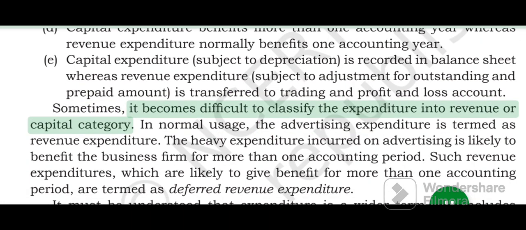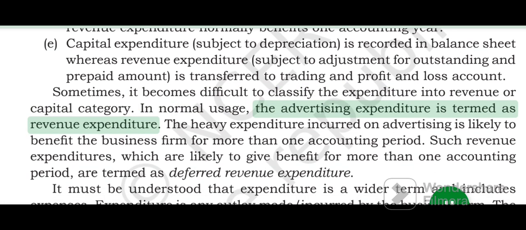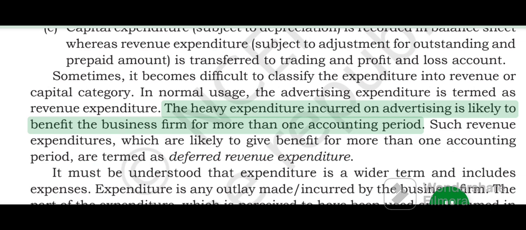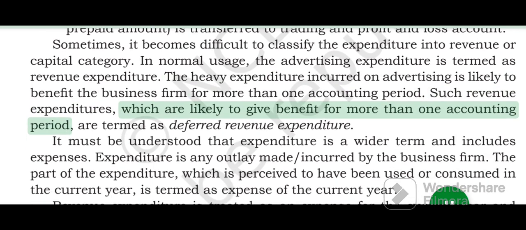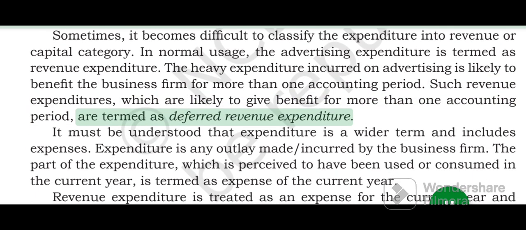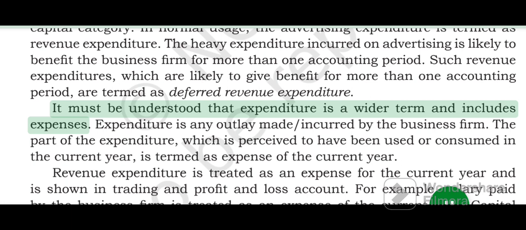Sometimes, it becomes difficult to classify the expenditure into revenue or capital category. In normal usage, the advertising expenditure is termed as revenue expenditure. The heavy expenditure incurred on advertising is likely to benefit the business firm for more than one accounting period. Such revenue expenditures, which are likely to give benefit for more than one accounting period, are termed as deferred revenue expenditure. It must be understood that expenditure is a wider term and includes expenses.